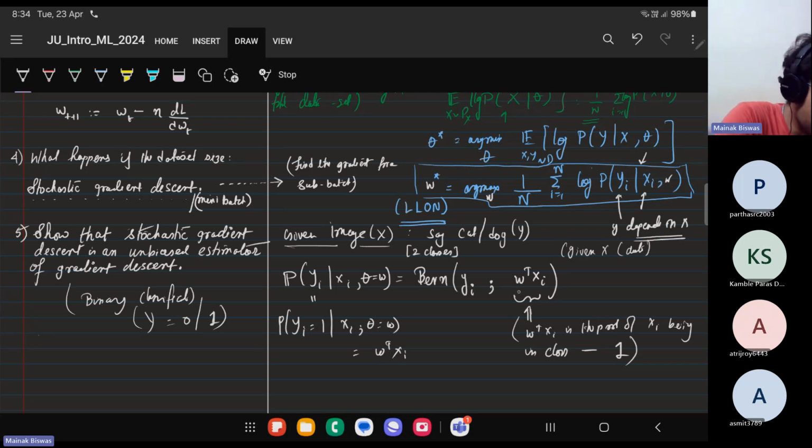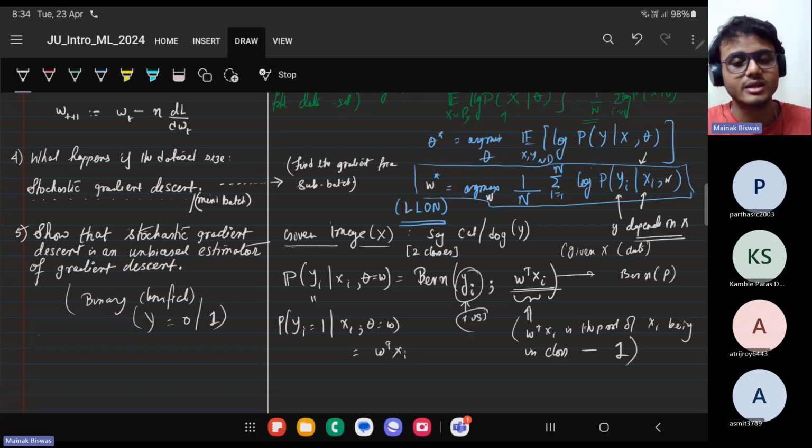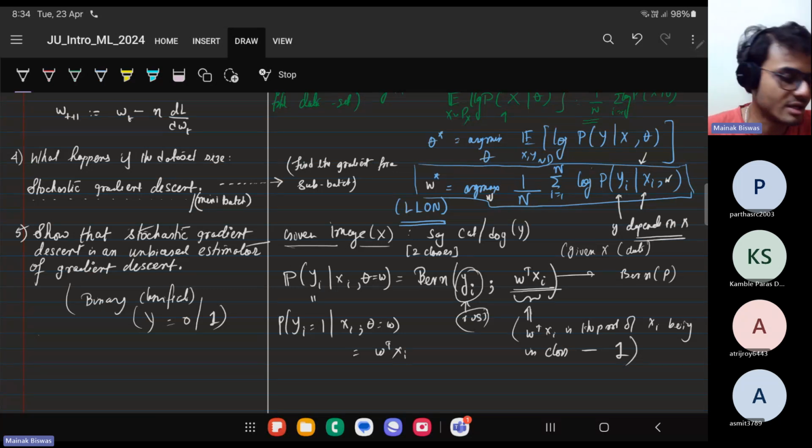That is the probability. This is P, the Bernoulli P used to write. See, this extra term is the random variable. It is useful to write the random variable in machine learning because you will have a lot of random variables. Just to keep in mind, I have written that. The parameter is W transpose X.